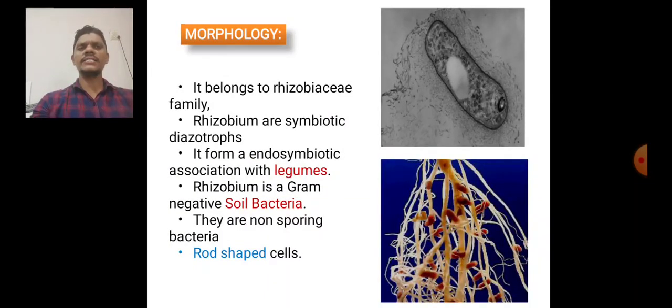The morphology of the rhizobium: it belongs to the Rhizobiaceae family. The rhizobia are symbiotic diazotrophs. It forms a symbiotic association with the legumes. Rhizobium is a gram-negative soil bacteria. They are non-sporing bacteria with rod-shaped cells. These are the rod-shaped cells of the rhizobium.